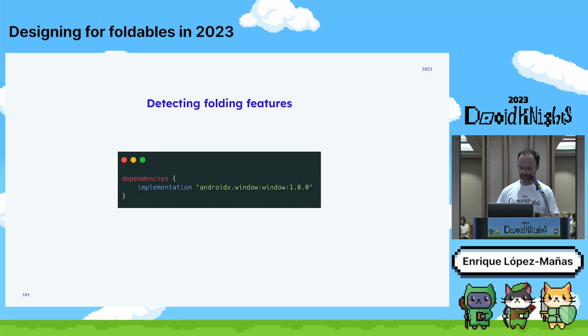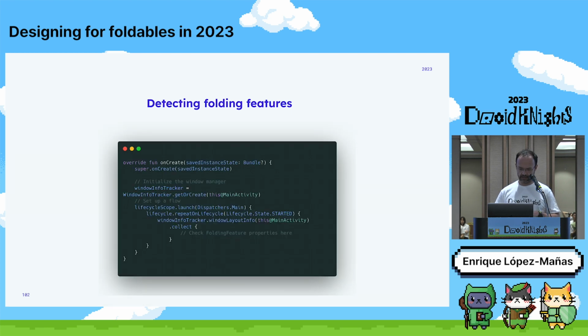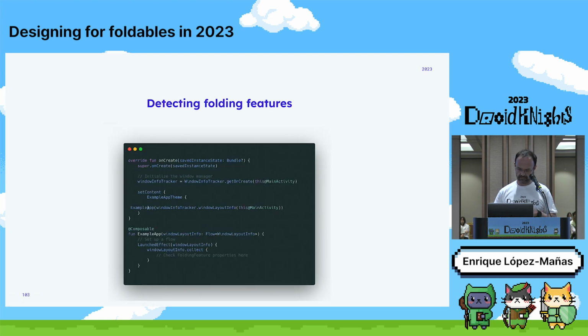In order to detect the folding features, we would need to implement this library from here. Window, AndroidX.window is currently on 1.0.0. So if we would be using coroutines, for example, we could call this window info tracker. We call the function window layout info, and then we collect it. And at the moment we collect it, we will be able to get all the folding features that our device is currently presenting.